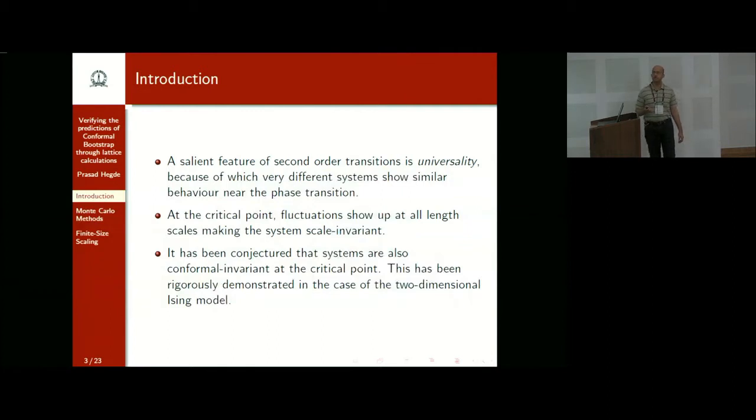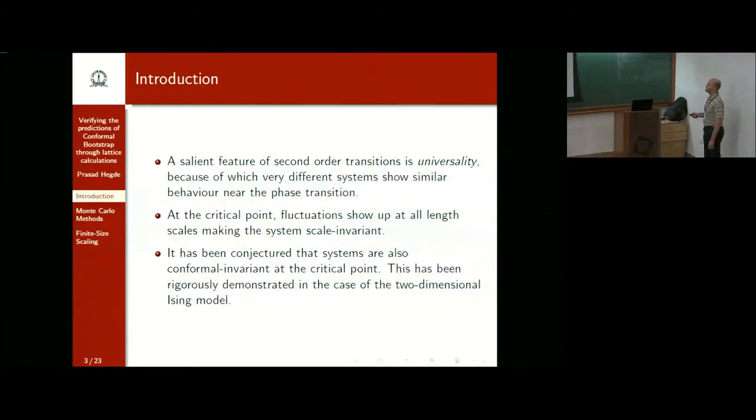Second order transitions are actually quite distinct from first order transitions in the sense that different systems, very different systems, tend to fall into universality classes. And this is something you would all know from your StatMech studies. Because of this, very different systems tend to show very similar behavior near the phase transition. And that's actually because at the critical point, and close to it, you start having fluctuations which show up at all length scales. These fluctuations tend to grow to macroscopic length scales, so the microscopic details of the Hamiltonian don't matter so much anymore.